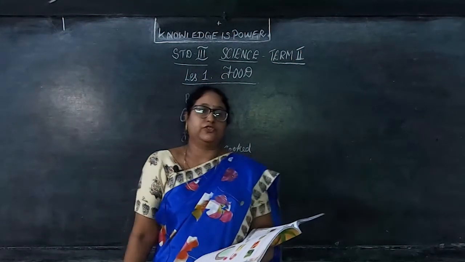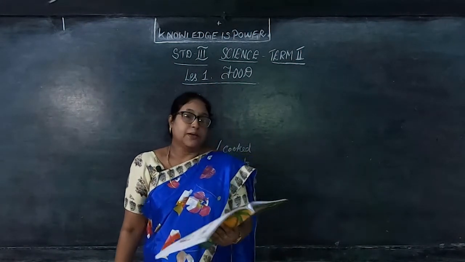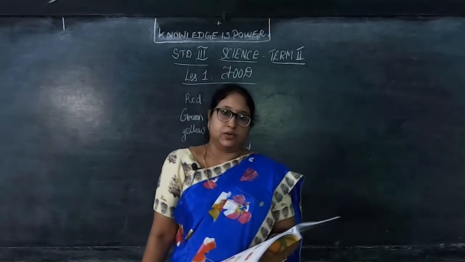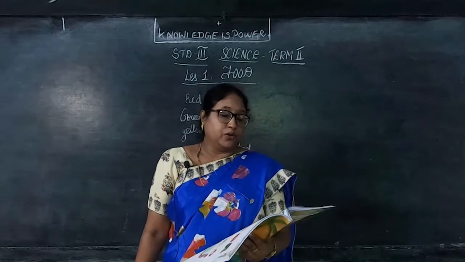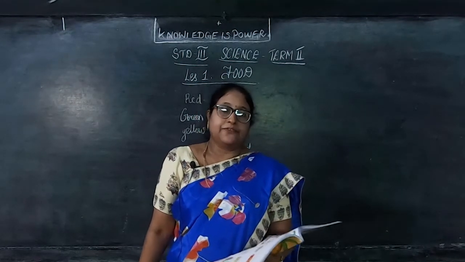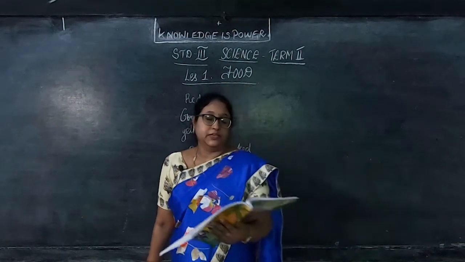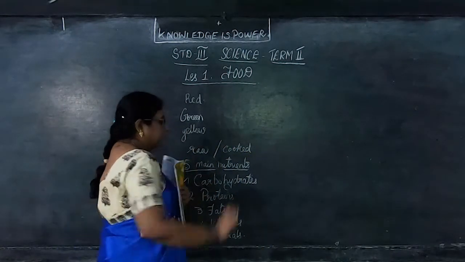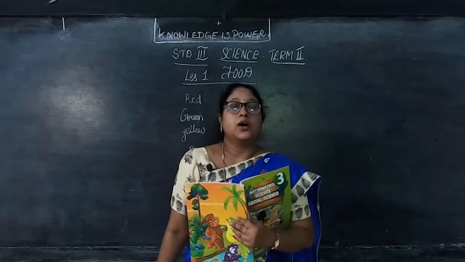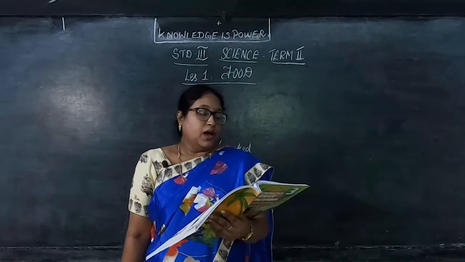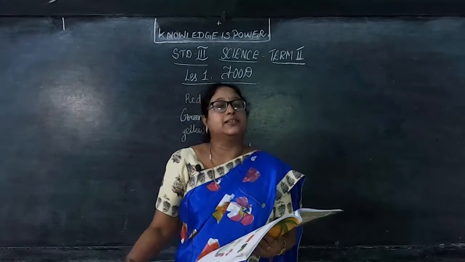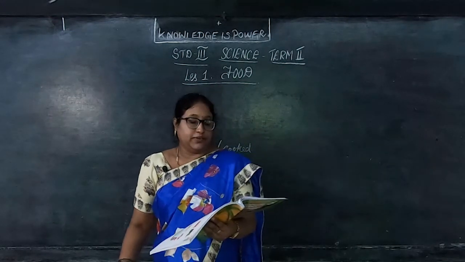Okay, what are the 5 nutrients, children? Carbohydrates, proteins, fats, vitamins and minerals. So once again I'll say, what are the 5? Carbohydrates, proteins, fats, vitamins and minerals. Now first we'll see the carbohydrates. So first we'll see what is it, children? Carbohydrates. Now our body needs energy to do work, play and do other activities. Okay, so we need energy.